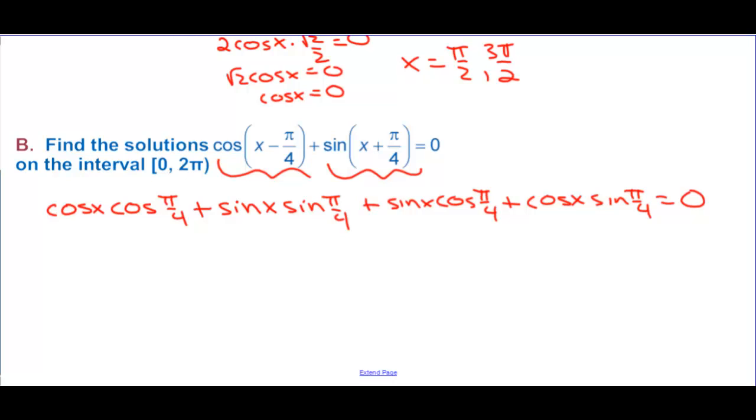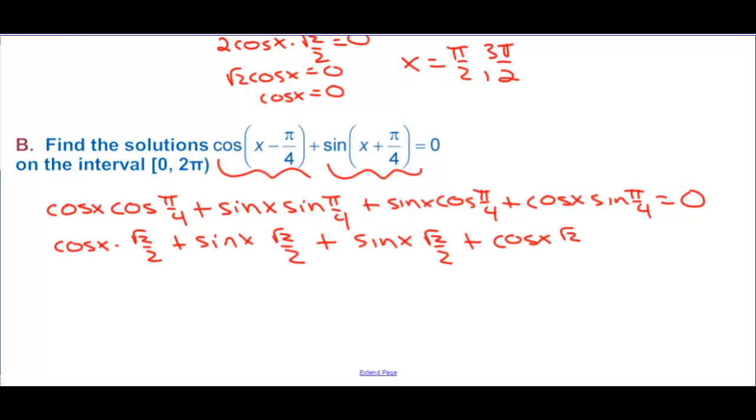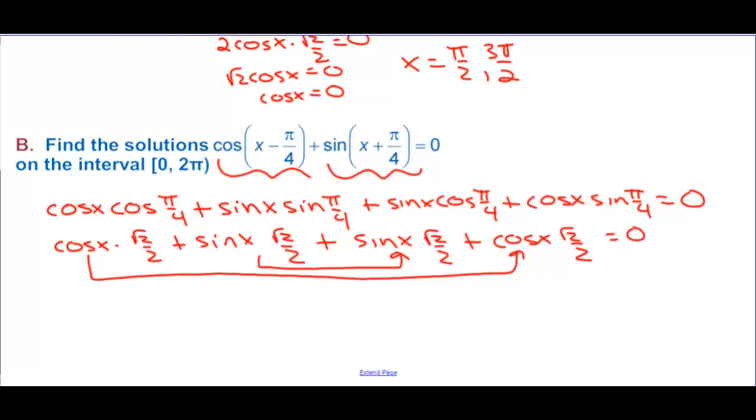Let's get all the values we know. We have cosine of x times square root of 2 over 2 plus sine of x square root of 2 over 2 plus sine of x square root of 2 over 2, and then plus cosine of x square root of 2 over 2. Well, there are two of the cosines, and there are two of the sines, and this is equal to 0. We have 2 times cosine of x square root of 2 over 2, and then plus 2 times sine of x square root of 2 over 2.